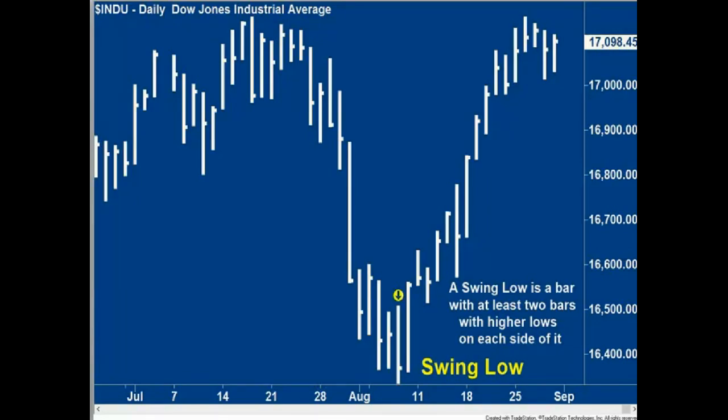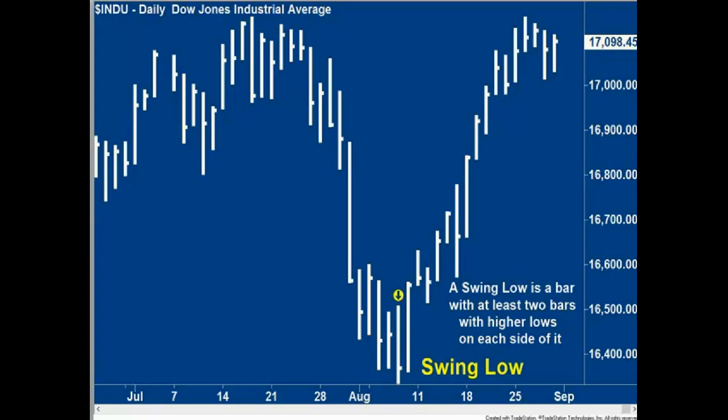Here's a picture of a recent swing low on the daily chart of the Dow. As you can see, there are at least two bars with higher lows on each side of the low bar. The weekend after the Thursday, August 8 low, I let my newsletter readers know that it looked like a low was in place.